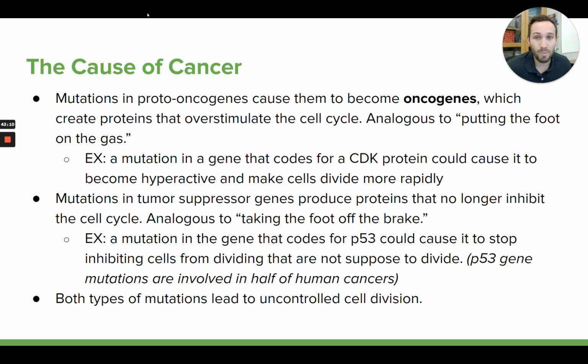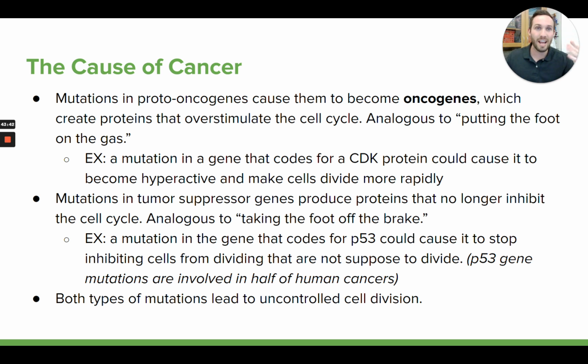So for example, if you have a mutation in a gene that codes for CDK that makes it hyperactive. Hyperactive means more active than usual. CDK is what controls whether or not a cell goes through the cell cycle, and this CDK is hyperactive. Maybe the CDK is phosphorylating other proteins even when there's no cyclin. CDK is only supposed to be active when there's cyclin, but let's say there's no cyclin and this CDK is broken and it's still phosphorylating other proteins. It's more active than it's supposed to be.